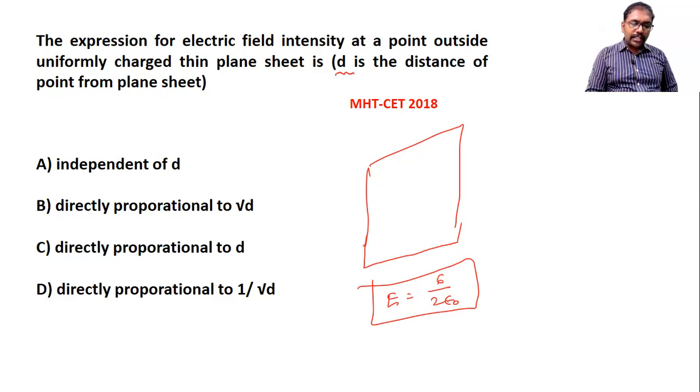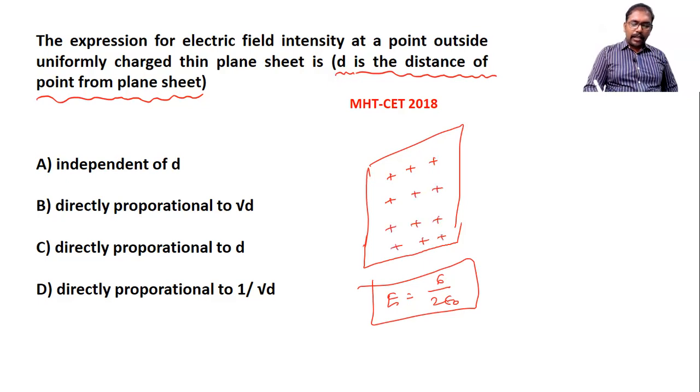Now here, in all options you can see D. D is the distance of the point from the plane sheet. This distance doesn't matter here. Sigma is the charge per unit area, or surface charge density, and it is fixed for this charge distribution. Epsilon 0 is constant. So electric intensity does not depend on distance D. So the answer is option A, independent of D. This is the right answer for this question.